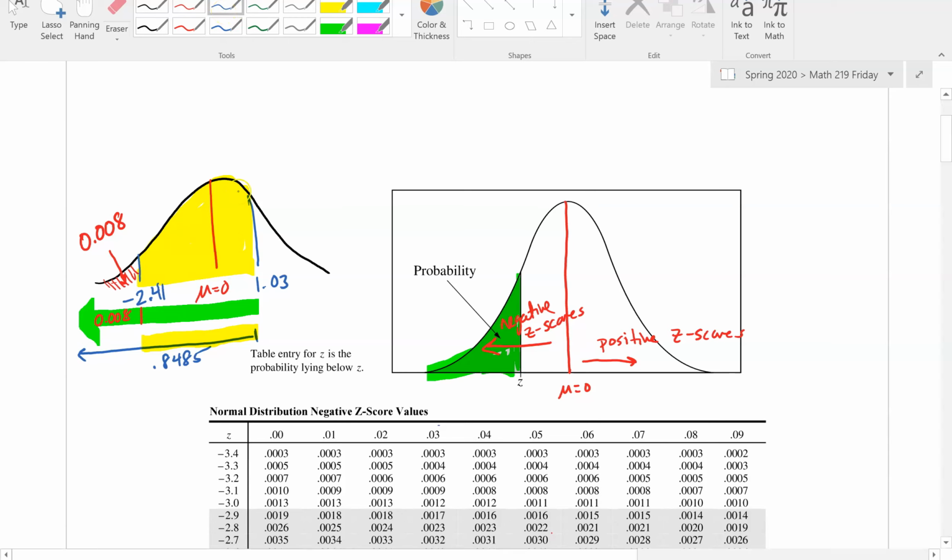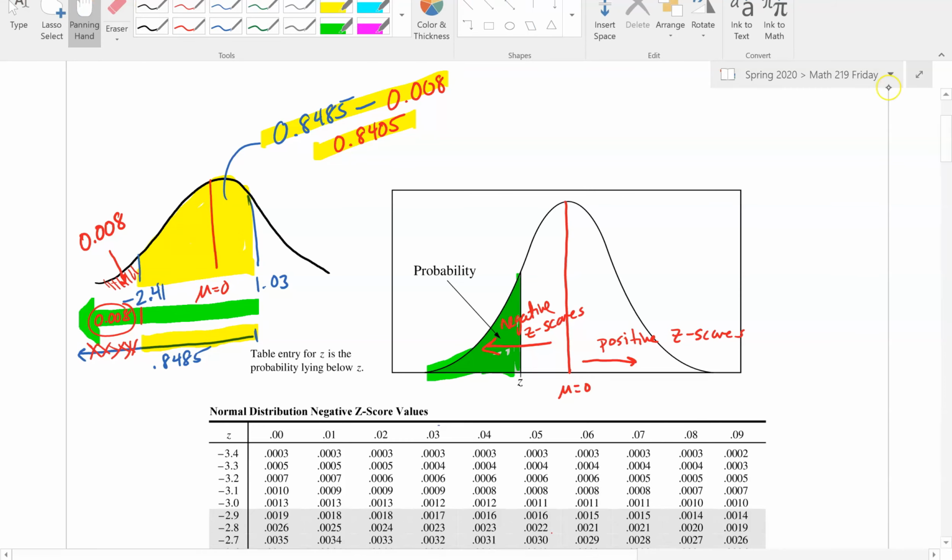So if I just take this 0.8485 and I subtract this part, which I do not want, which I know is 0.008, I'll be left with just the area of the yellow highlighted region. 0.8485 minus 0.008 is 0.8405. That's the probability, 84.05%. That's the probability of landing in that yellow highlighted region.